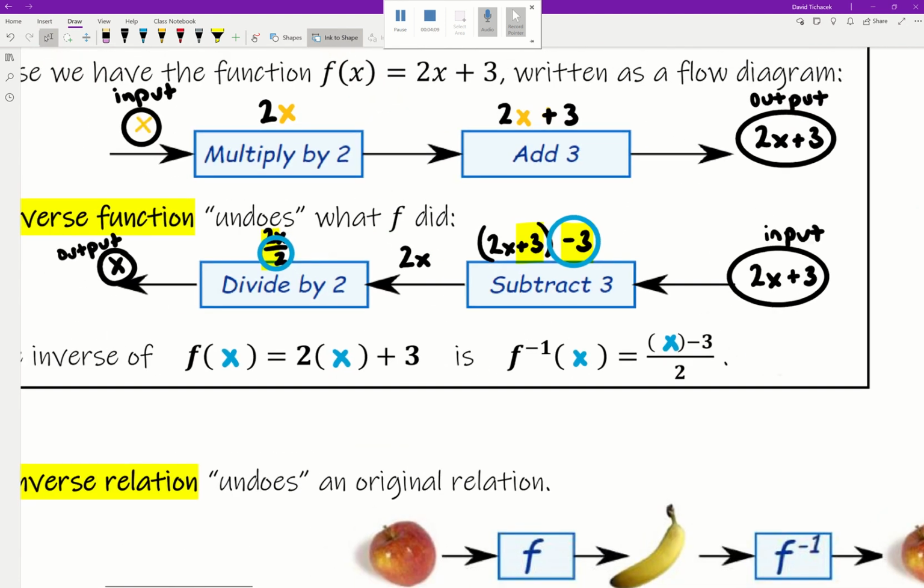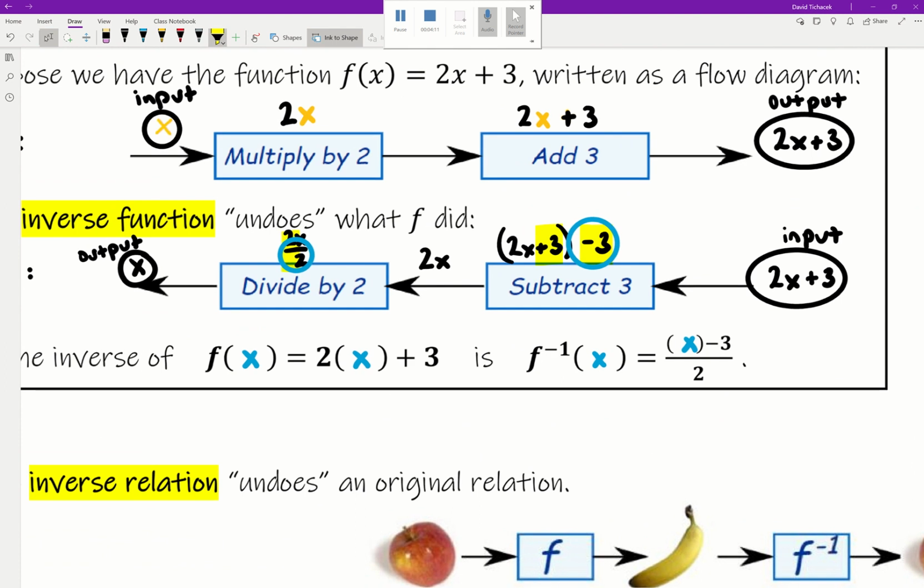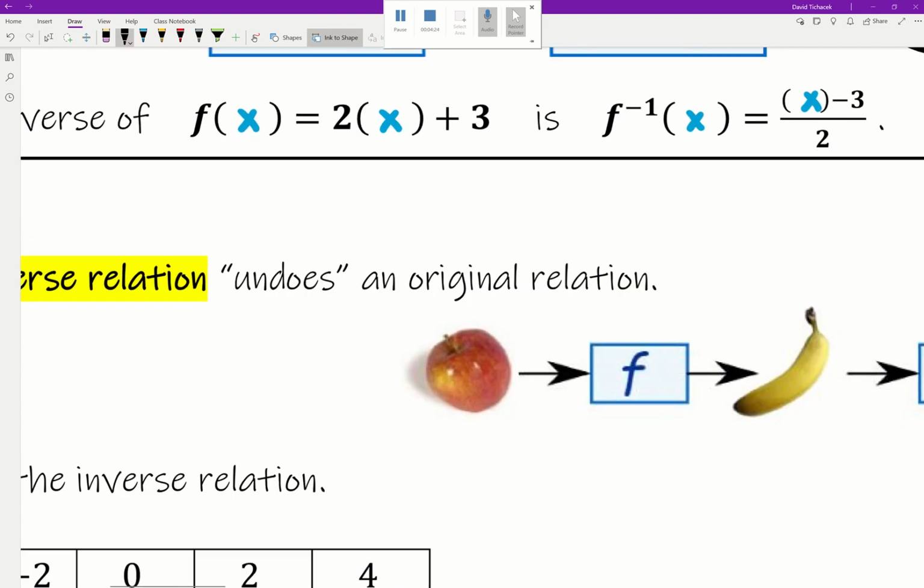Now, what you may have noticed before is that I did stick with this language of input and output. In the original problem, I had an input of x and an output of 2x plus 3. So that is the order of how my original machine goes, and the way we typically would write that with ordered pairs would be to say input as your x-coordinate and output as your y-coordinate.